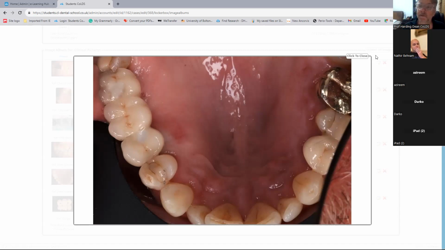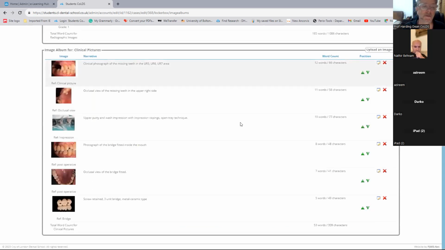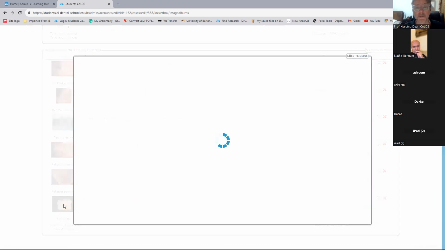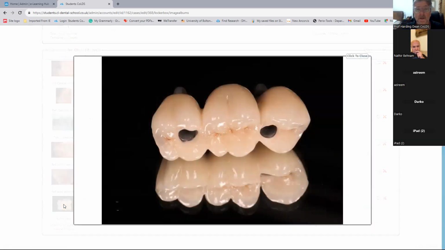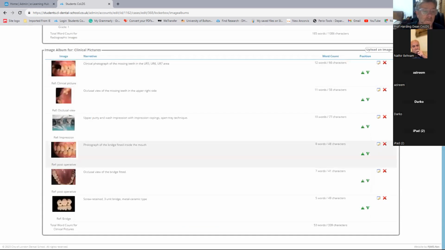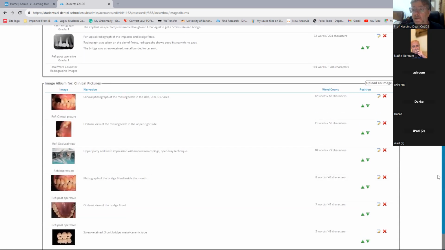A nice result. A metal ceramic bridge, I'm presuming. Metal ceramic, right, yeah. So mention all that there. Very nice picture here showing the final job. Very, very nicely taken picture. So again, just mention metal ceramic screw retained bridge, which I'm sure you've probably written there. Yeah, metal ceramic type bridge, screw retained. Brilliant. So you've done everything there.